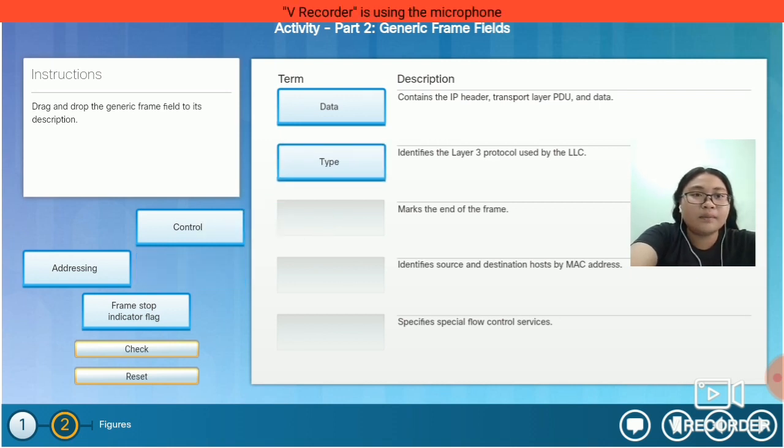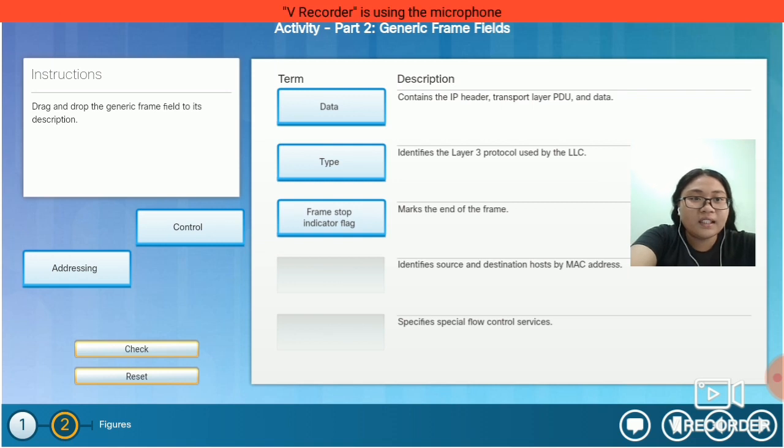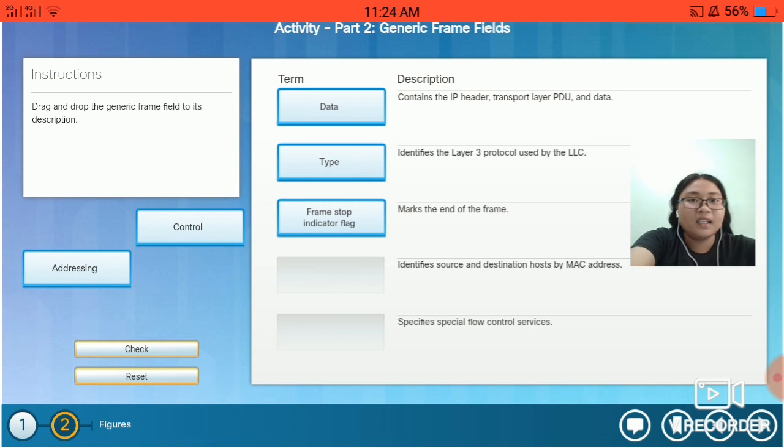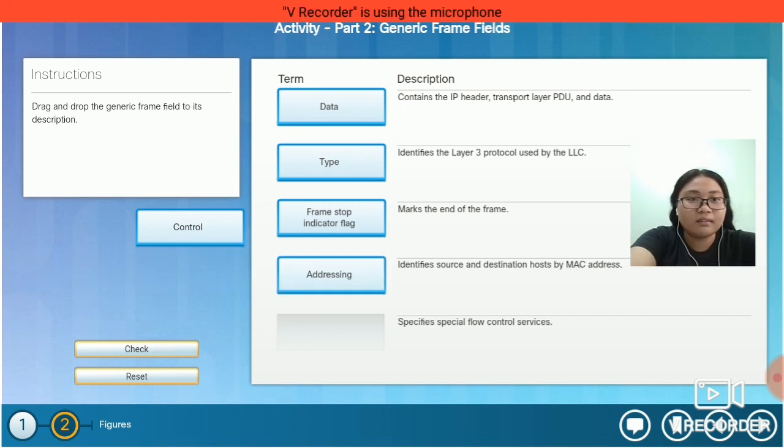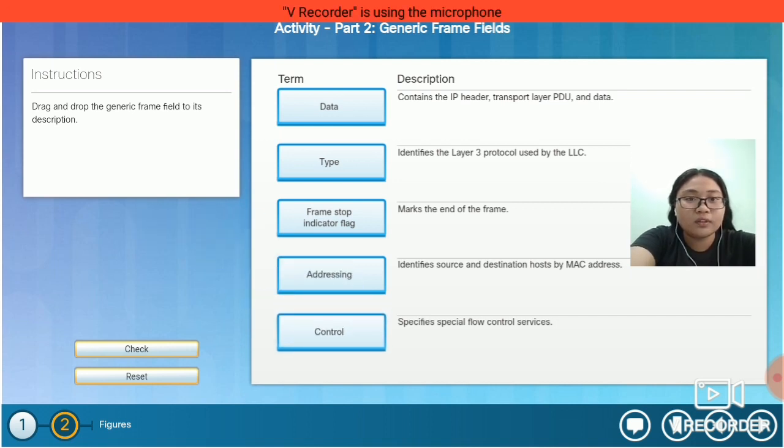Marks the end of the frame. Frame stop indicator flag. Identifies source and destination host by MAC address. I think this is addressing, and the last one is special flow control services. I think this is control, and let's check if all of them are correct.